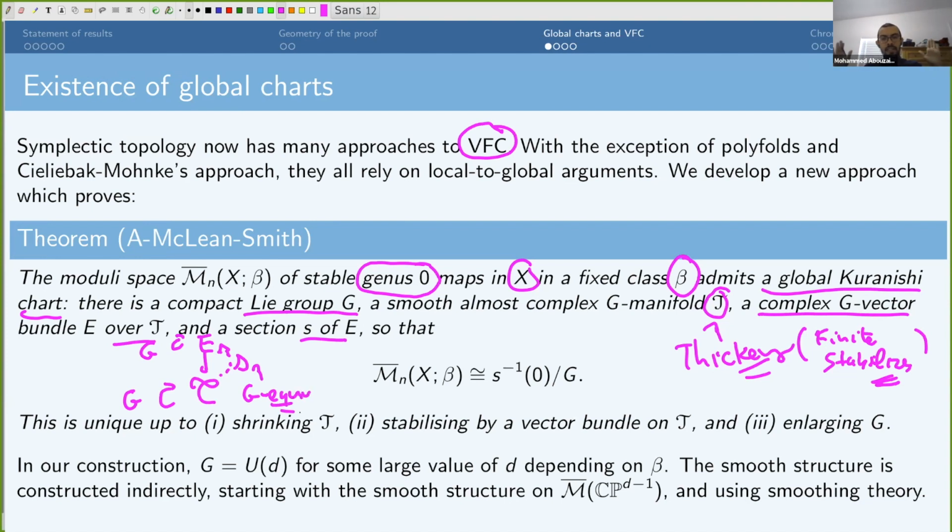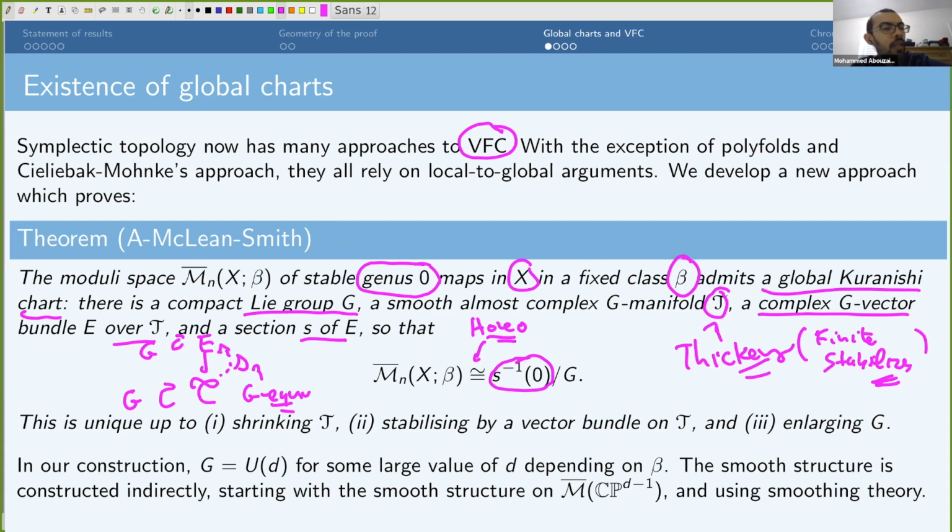Okay. And now this data is related to the moduli space that you care about as follows. If you look at S inverse of 0, which is the zero locus of this section, because S was G equivariant, this also has an action of G, and therefore you can take the quotient. And the statement is that the moduli space is homeomorphic to this zero locus modulo G. So this is what I mean by global chart.